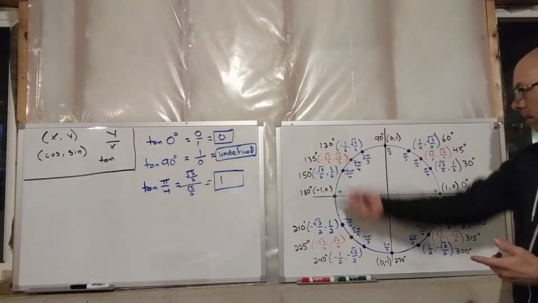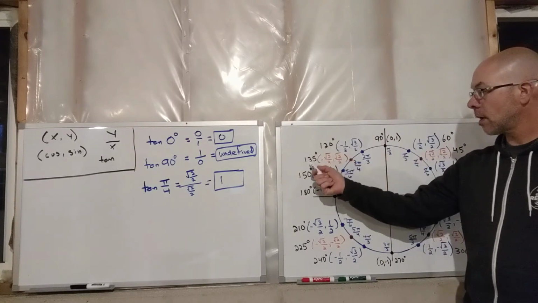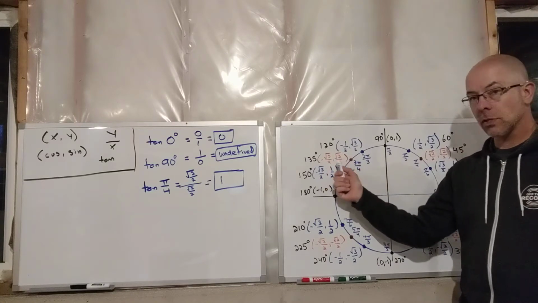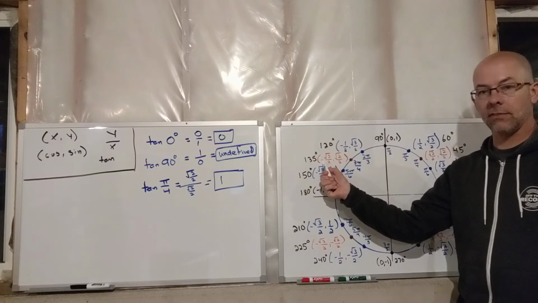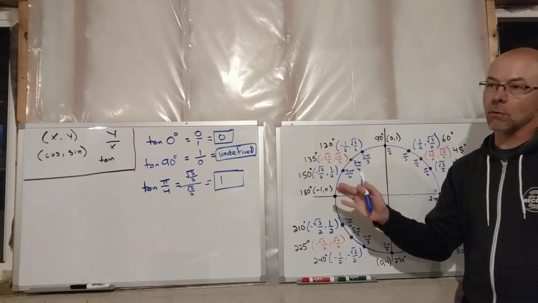So if I just kind of talk about the remaining three that are in that same position, tangent of 135 degrees or 3 pi over 4. These are the same coordinates as well, square root of 2 over 2, square root of 2 over 2. However, that one's negative. So when you divide these two, it's going to be negative 1.